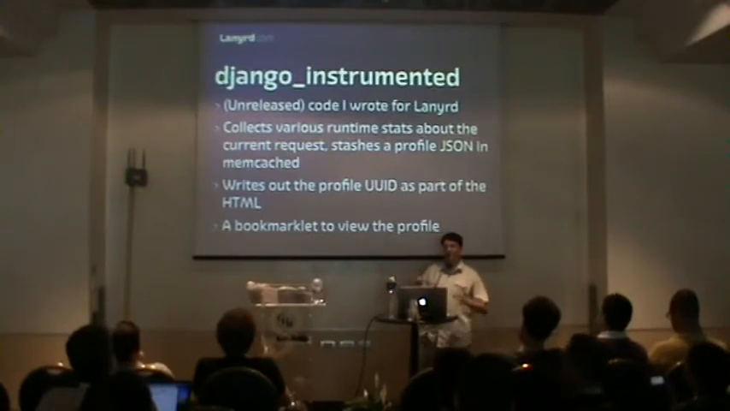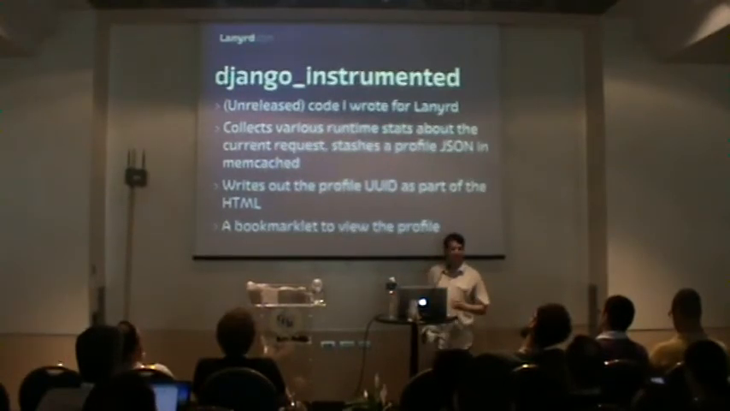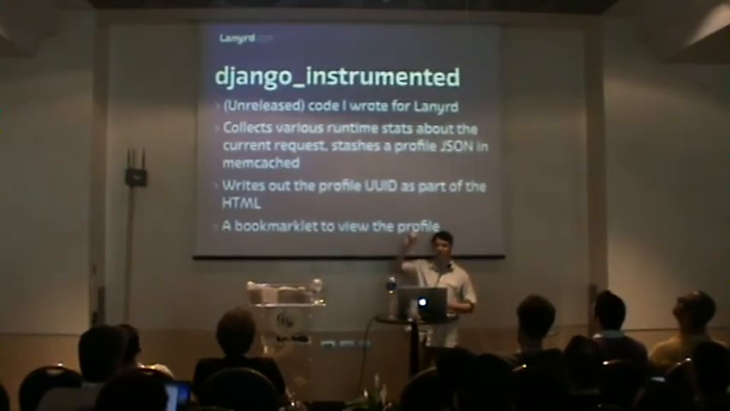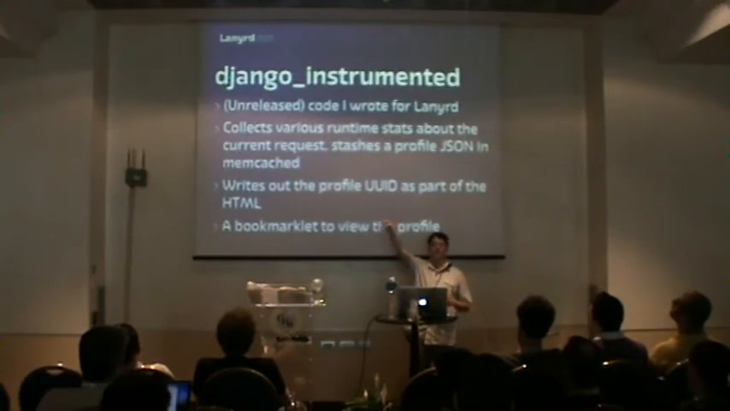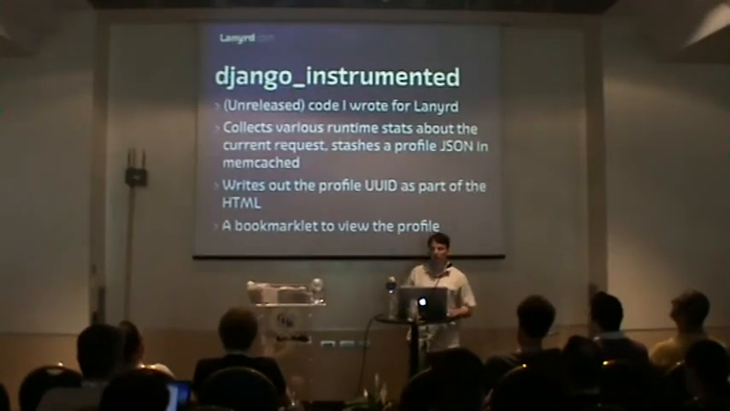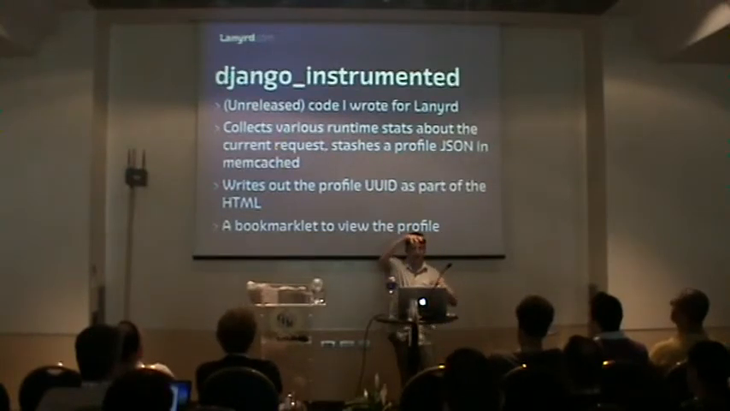And then it saves that as JSON, and it stashes it in a memcached key. The key is a UUID that it generates. It writes out the UUID actually in the HTML on the page. So if you view source on a Lanyrd page, you'll see a meta name equals instrumented at the top with one of these IDs in. And then there's a little bookmark that I've got, which I click. It looks at that UUID. It retrieves the profile information out of Memcache, and it sticks it up on screen.